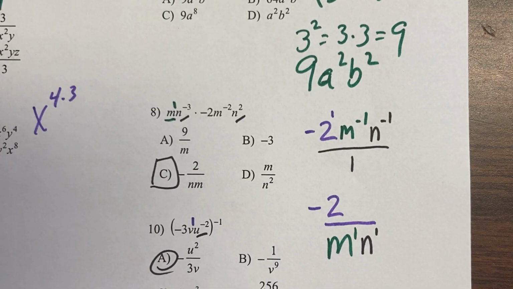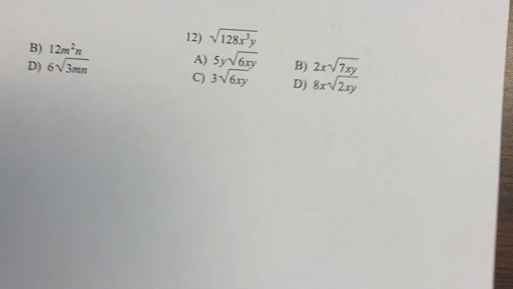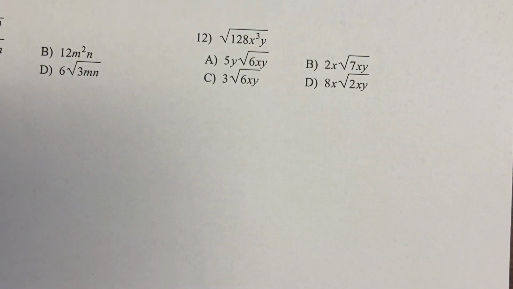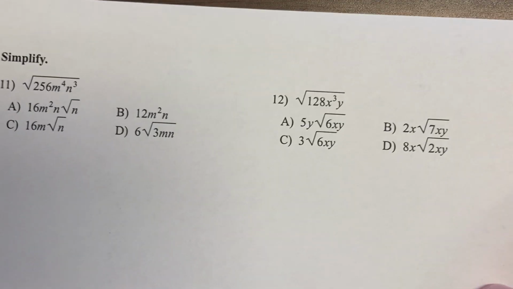All right, those are your exponent rules. Again, more importantly, there were 3 rules to take care of. Multiplying bases, add the exponents. Dividing bases, we subtract our exponents. And then powers to powers, we multiply the exponents. All right.